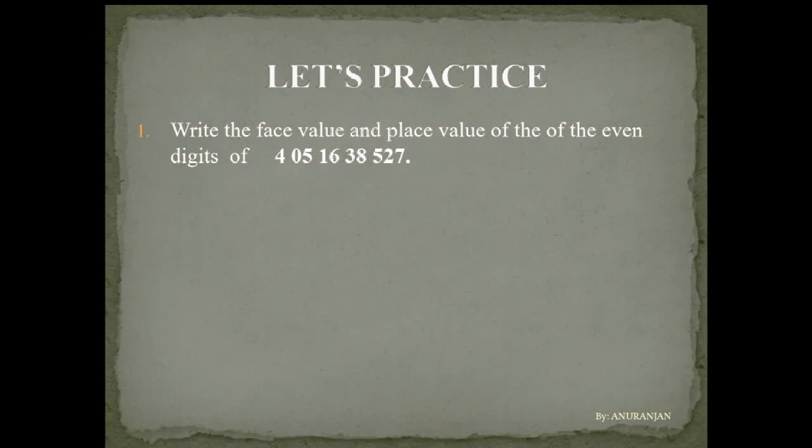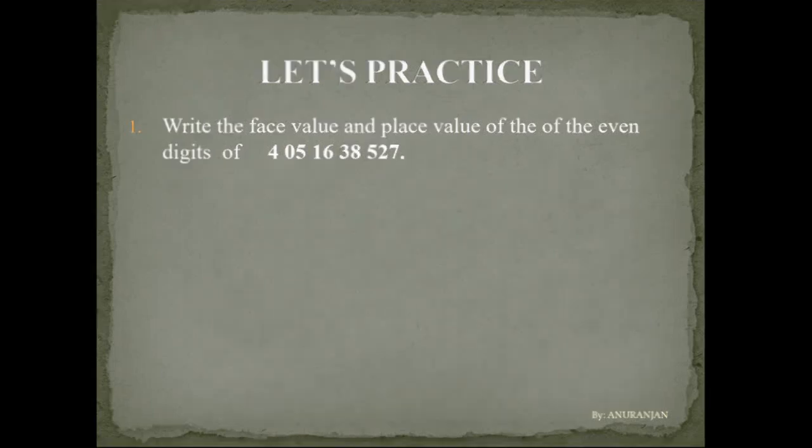Let's practice. Write the face value and place value of the even digits of 4 Arab, 5 crore 16 lakh 38,527. Now here they have asked you to find the face value and the place value only of the even digits. So first make a column for even digit, face value and place value. After that identify the even digits. So 4 is the first even digit. What will the face value of 4 be? 4 itself.